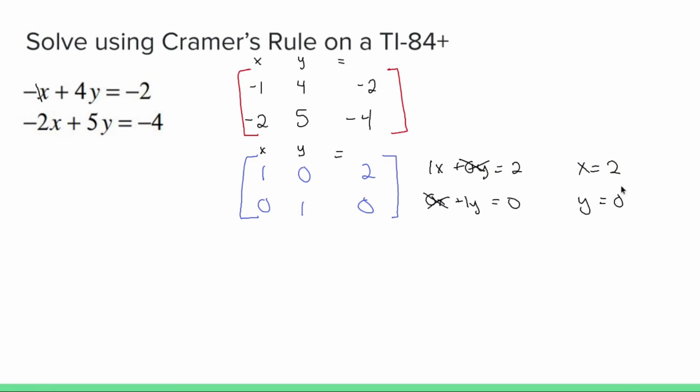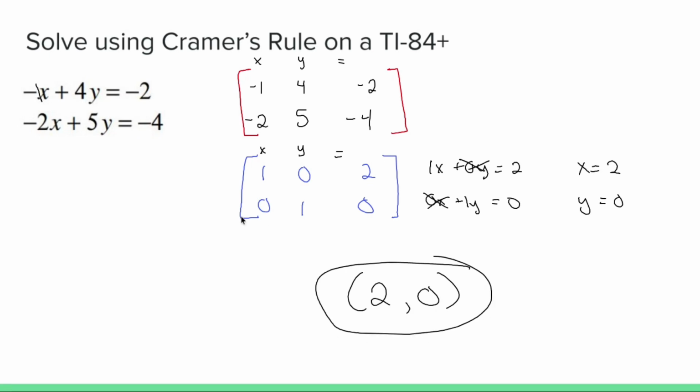So the long way of doing this is saying this all serves a purpose. These aren't just numbers floating around. When you have 1, 0, 0, 1 and then the numbers over here, this tells you that x is 2 and y is 0. And that right there is the solution to that system of equations.